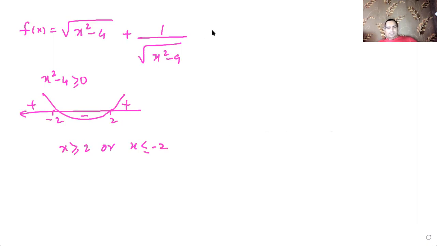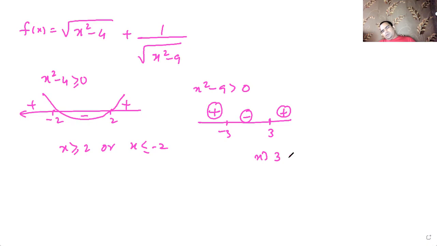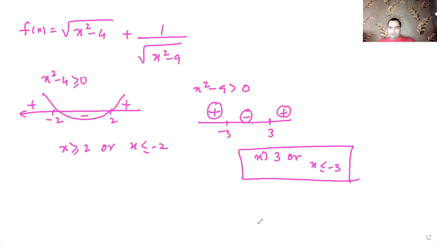Now in the second case, x squared minus 9 should be strictly greater than 0. So if I do the domain here, negative 3 and positive 3, here it will be negative, positive, and positive. So x greater than 3 or x less than negative 3. So that's your domain for this part.